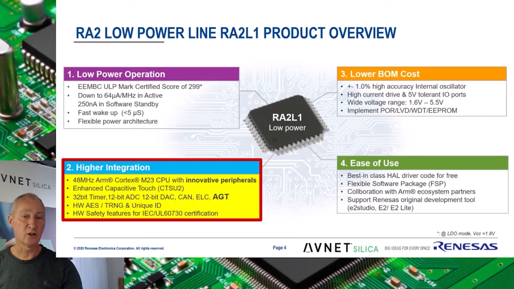As I already highlighted in one of my earlier videos, the RA2L1 is packed with features. In this video, I will detail box number 2, the innovative peripherals found on the RA series. In this case, the Asynchronous General Purpose Timer, or AGT for short.